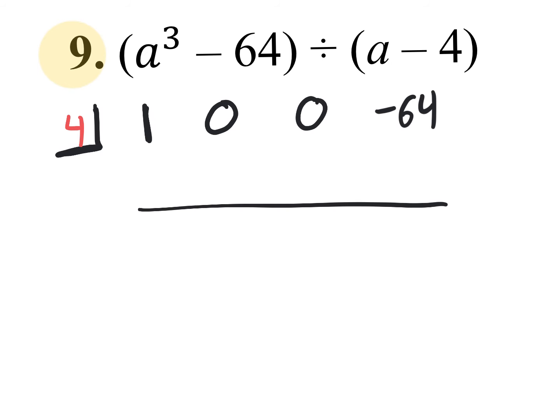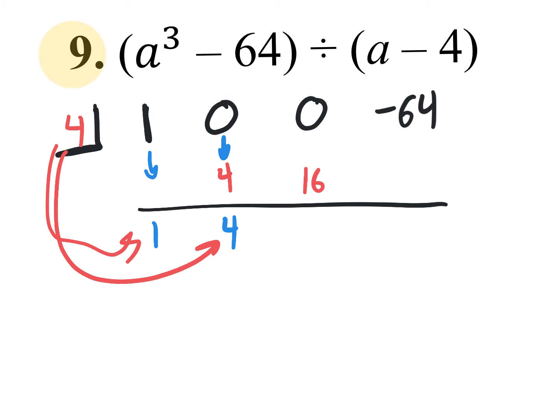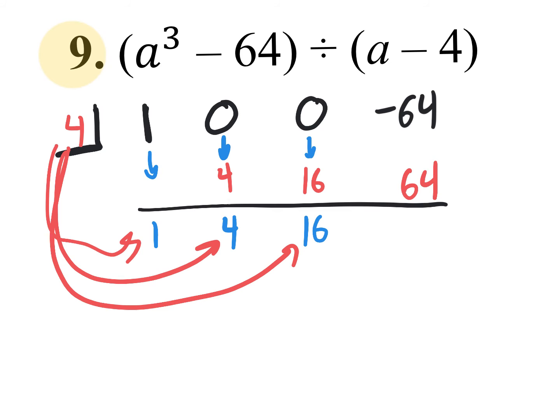So here's our line. As you go down, you combine 1 plus nothing is 1. As we go up, we multiply. 4 times 1 is 4. As we go down, we combine. 0 plus 4 is 4. As we go up, we multiply. 4 times 4 is 16. As we go down, we combine. 0 and 16 is 16. As we go up, we multiply. 4 times 16 is 64.